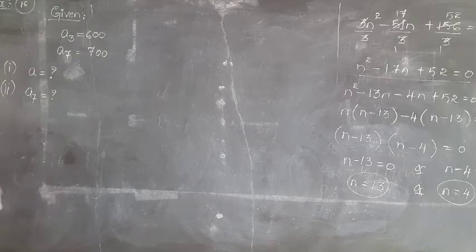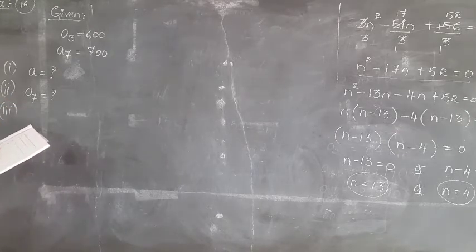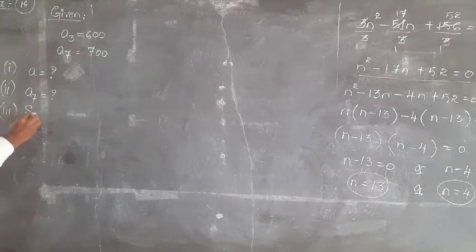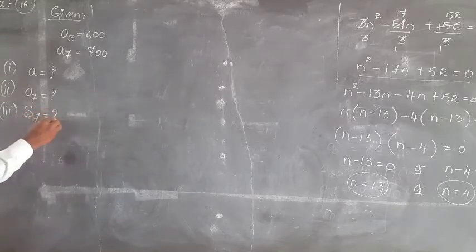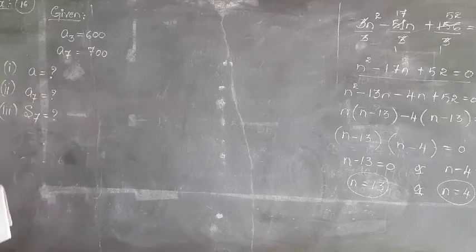And in the third option, he has to find the total production in the first 7 years, which is nothing but S7. Total production of all 7 years, how many TVs he manufactured, that is S7 is equal to question mark. This is the data he has given.